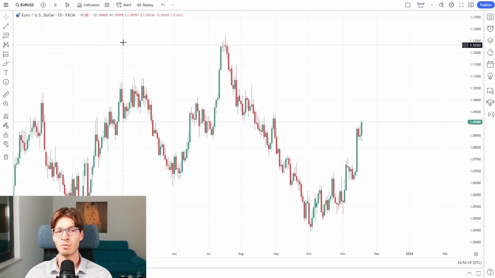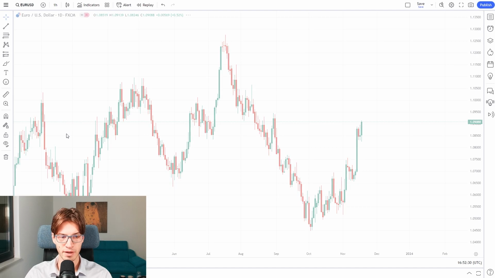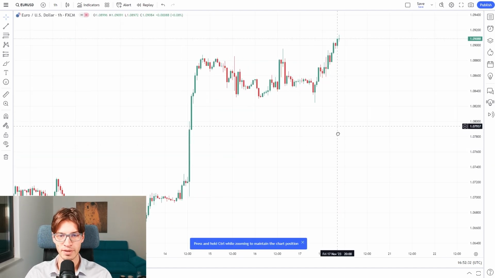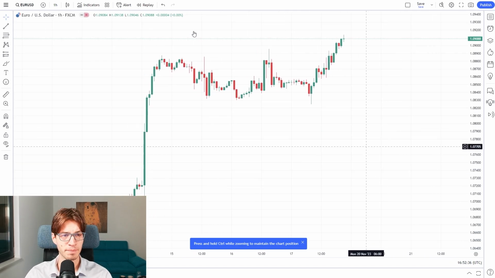What I do use is this for reference. Up here, let's also change to the 1 hour chart because I trade only on the 1 hour chart. So here click the D, put in 1 hour, and this is what I look at. So the 1 hour chart. That is what I use.